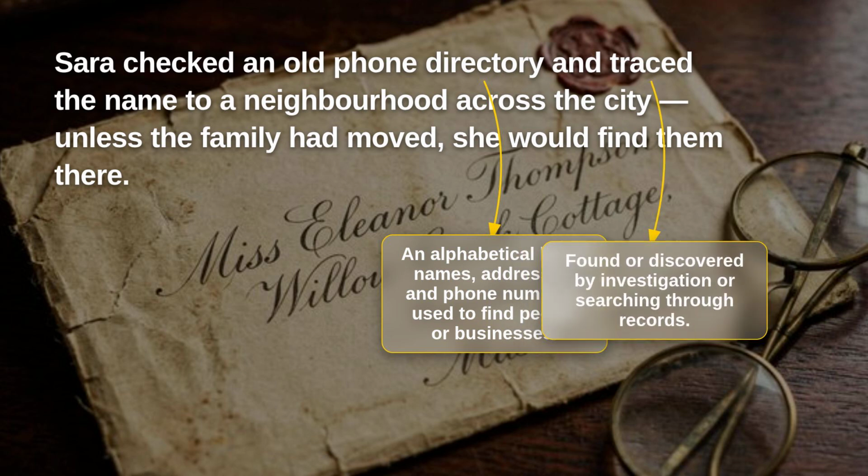And the second word is traced. We learned this word in lesson 2, remember? Lena traced the route on the map. Here, Sarah traced the name. She followed it, she tracked it through records until she found the right neighborhood. Same word, new context. Now the grammar.